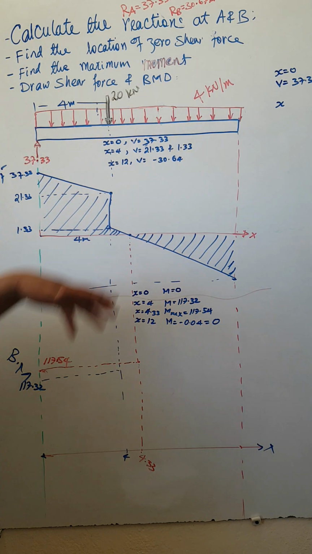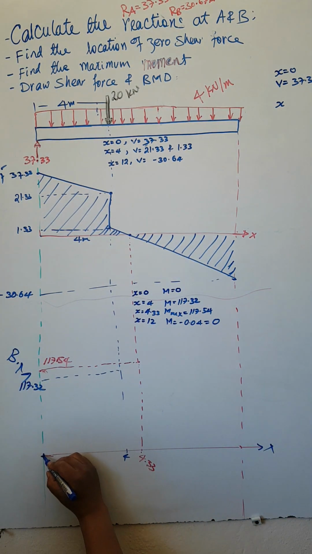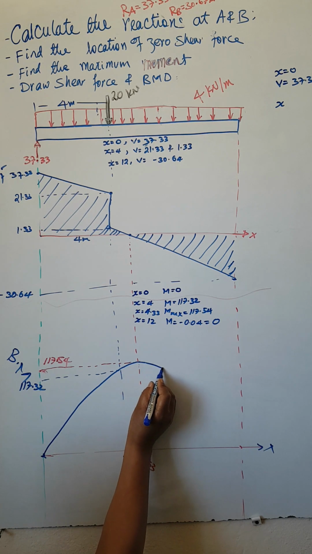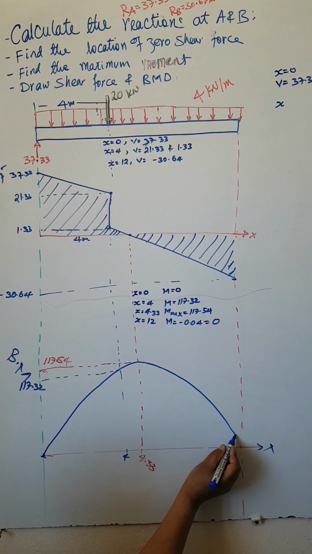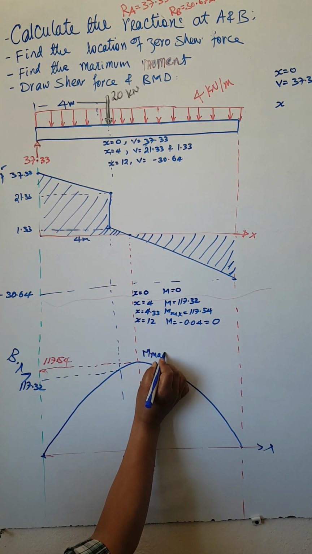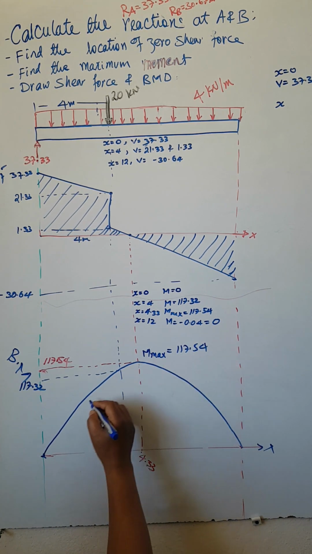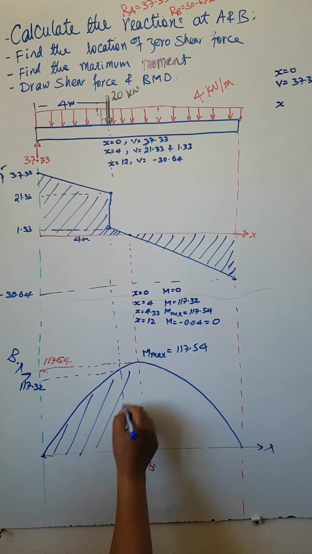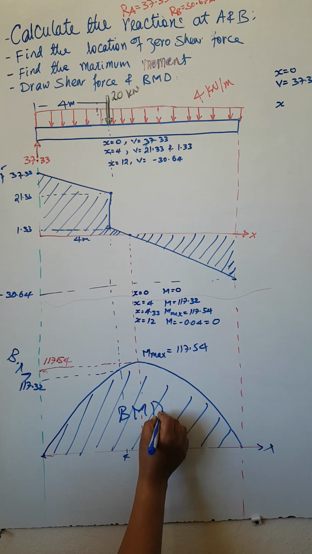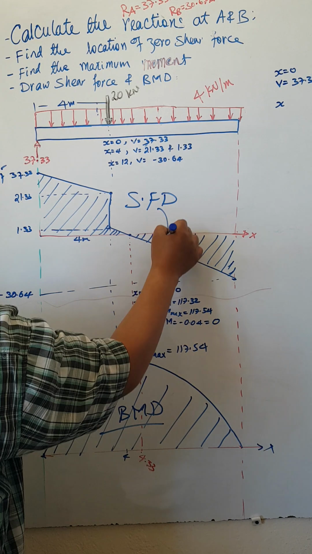We said that it's a downward parabolic moment that we will have. We connect the points like this. Okay, this is the maximum. It goes slightly negative, it becomes 0. This is M max, which is equal to 117.54. So this is our bending moment diagram. Okay, this is our bending moment diagram and this is the shear force diagram.